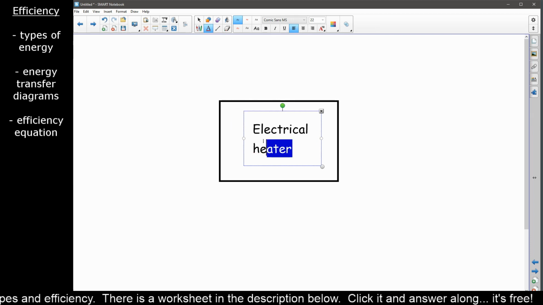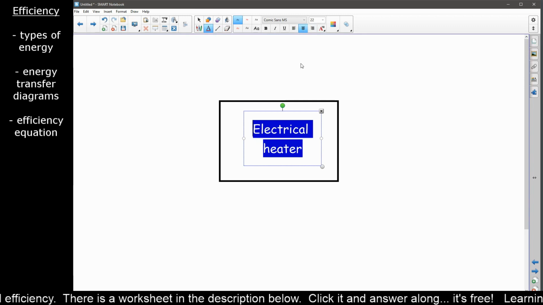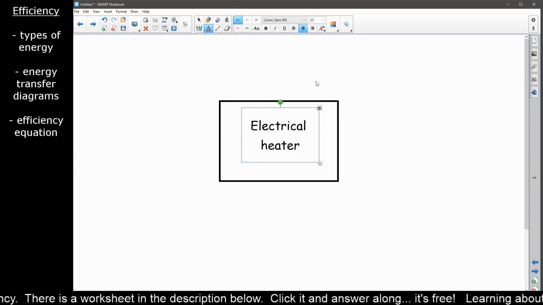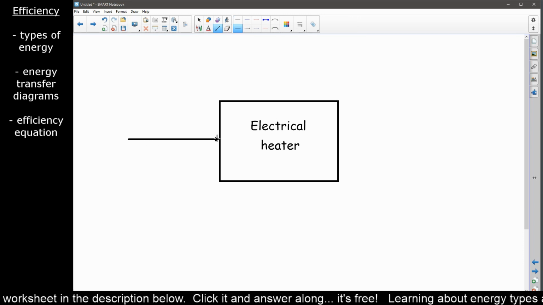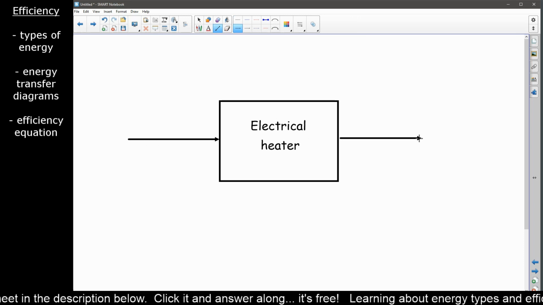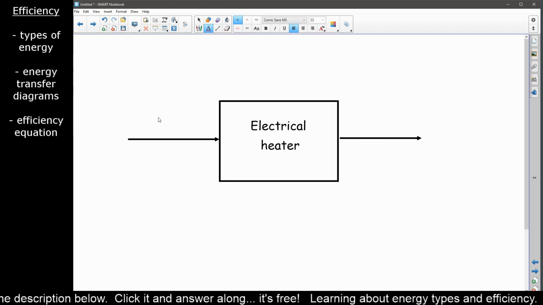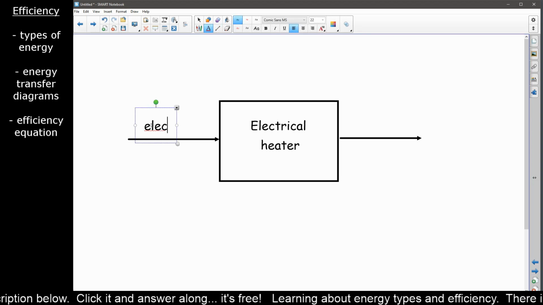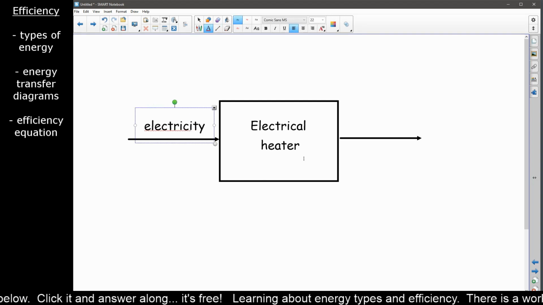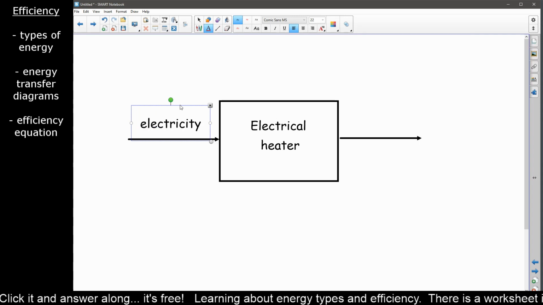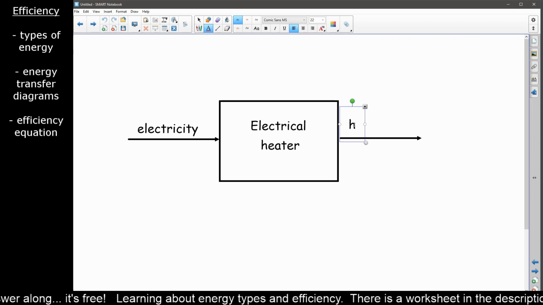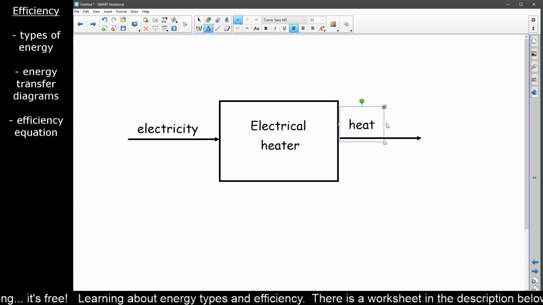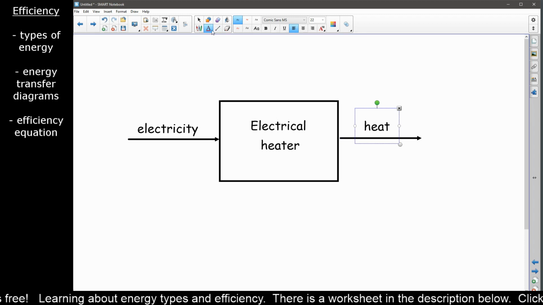All right, nice and simple. Right, now what our electrical heater does is it's going to draw in some energy and it's going to output some energy on the other side. The energy that an electrical heater is going to take in is electricity. Okay, so let's say something like an electrical fan heater. What it's going to output is heat energy. That makes sense. All right, let's assume it's a fan heater.